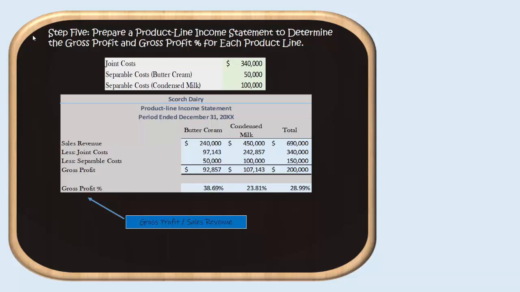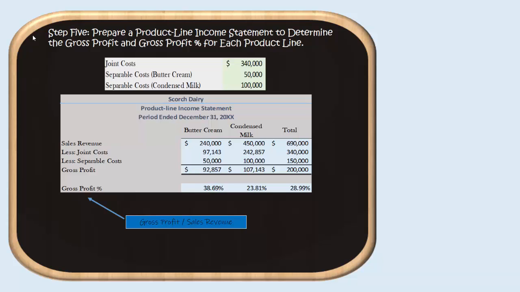And when we do so, we see that buttercream is going to have $92,857 in gross profit. Out of the $240,000 of sales revenue, there's a 38.69% gross profit margin. For condensed milk, it has a gross profit of $107,143 out of $450,000. That's a 23.81% gross profit percentage. And in total, Scorched Dairy is going to do $200,000 of gross profit off their $690,000 of sales revenue.